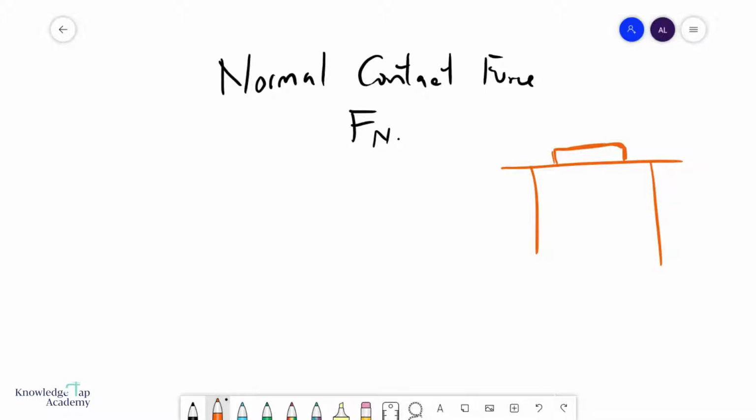All right, and the word normal over here suggests that this force must always be perpendicular to the surface. And so the normal contact force in this case will act in such a direction.